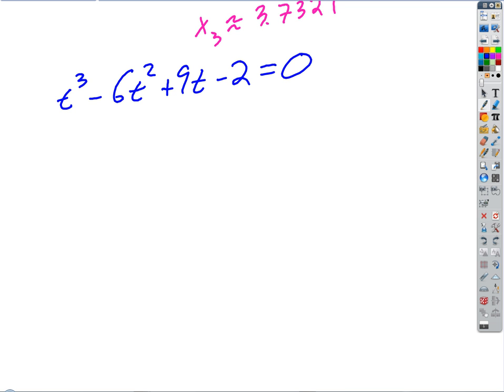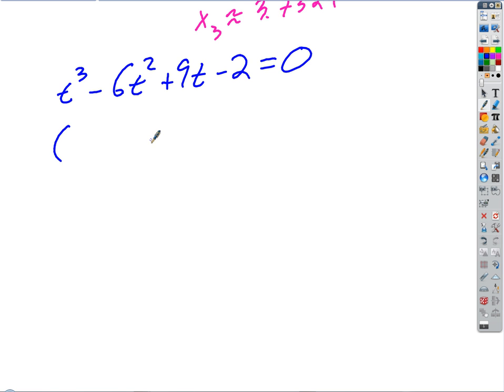So if 2 is a 0, what is the corresponding factor that would go with that? t equals 2 is a 0. When I have this thing in factored form, what's the one that goes there if the solution is t equals 2? T minus 2, right? Remember that? Does that make sense?